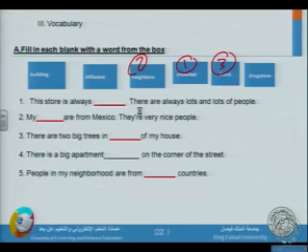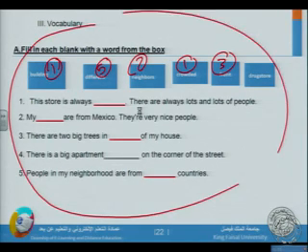on the corner of the street. There is a big apartment building. It's number 4. People in my neighborhood are from different countries. Now I want you to memorize all these words and their uses. Notice this example is very encouraging, and it may also come in the final exam. So please memorize all these vocabularies and how to use them. We put them in sentences, in useful sentences.